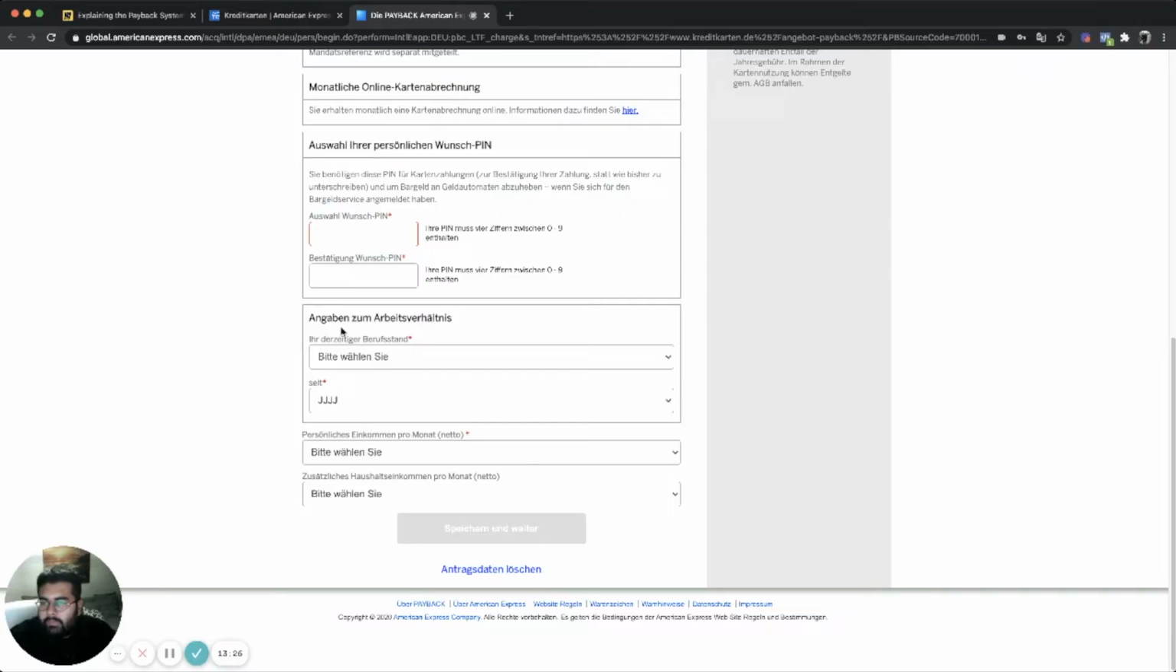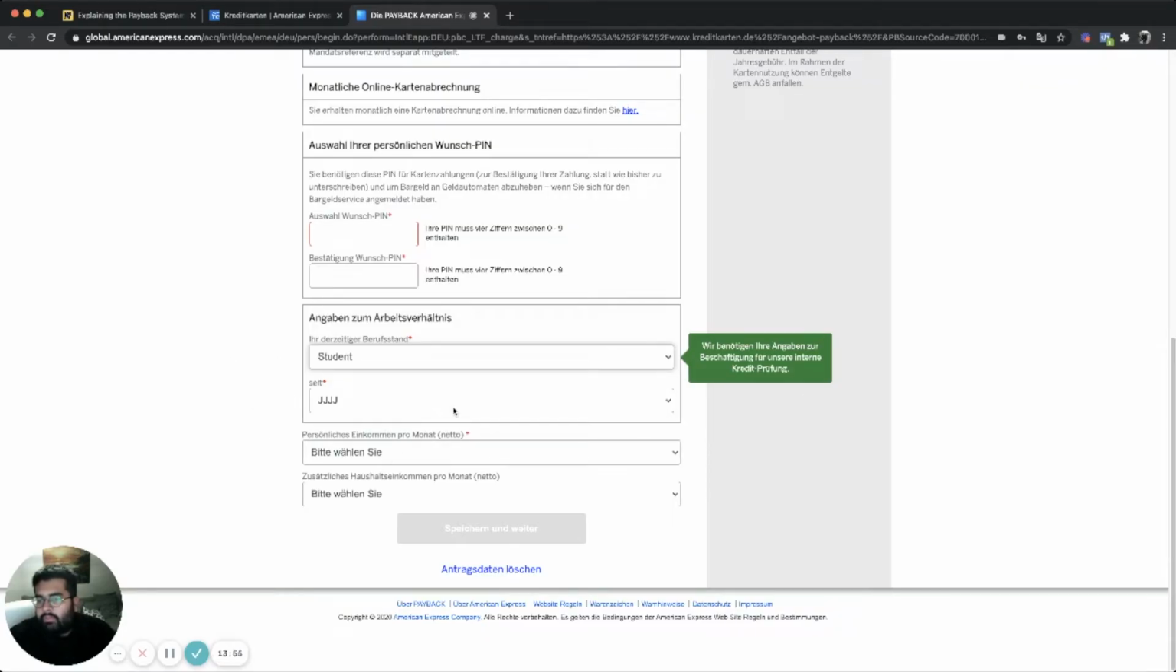Then Angaben zum Arbeitsverhältnis. So this is essentially, are you employed? Are you a housewife or houseman? Or are you working privately? Or are you self-employed? Or are you actually already in pension? Or you're a student? So if you're a student, you can put that.